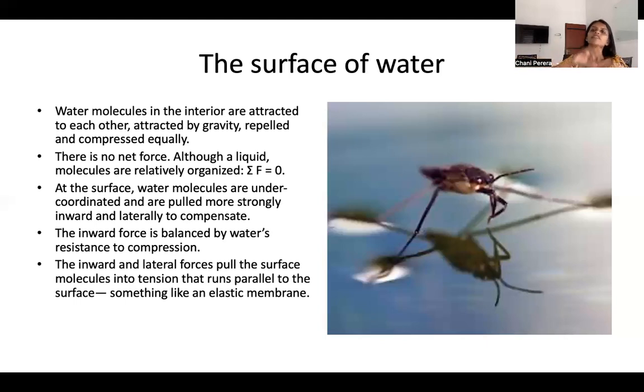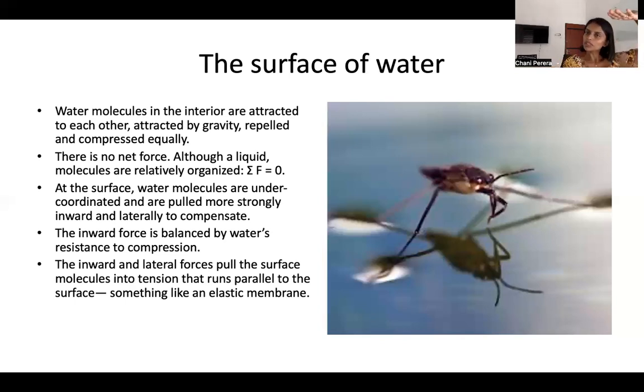That's why we have net force 0, because this water molecule is surrounded by other molecules. When it is inside, all the forces acting on it are balanced out, so no net force. But at the surface, what happens? It is covered by interior water molecules, but not from the top and above. It doesn't have the water molecules to have that sort of attraction or repulsion. So they are undercoordinated. So what happens?